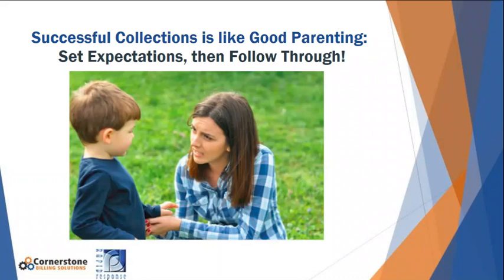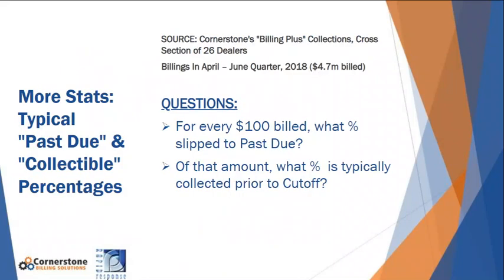I wanted to spend a minute on typical percentages. If you're billing $100, typically what percentage of that would end up in the past due bucket, past its terms? And of that amount, what percentage is typically collected before, let's say, you get to the point of cutting off a customer? The stats that I'm going to show in just a second are from our own system.